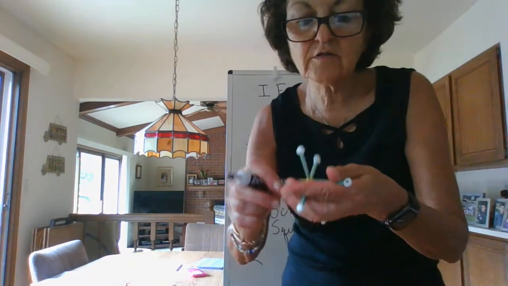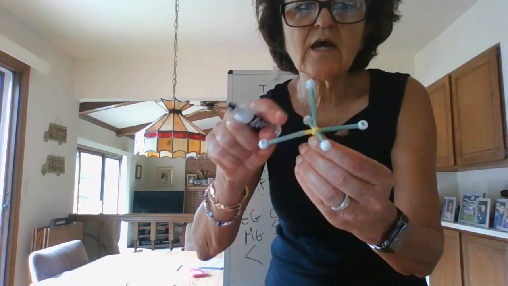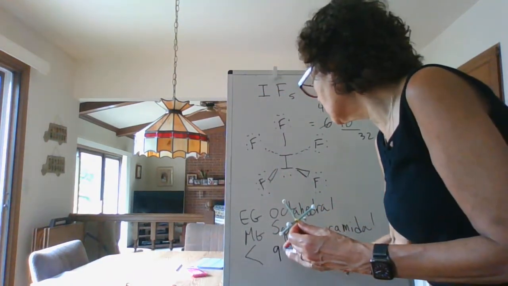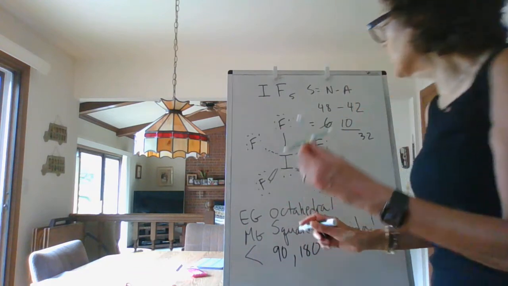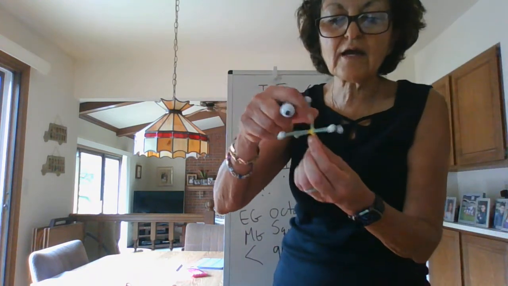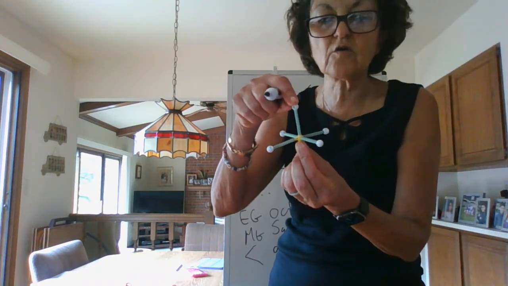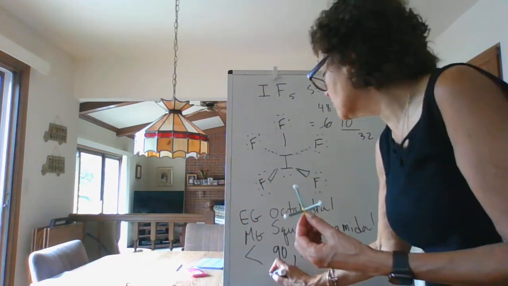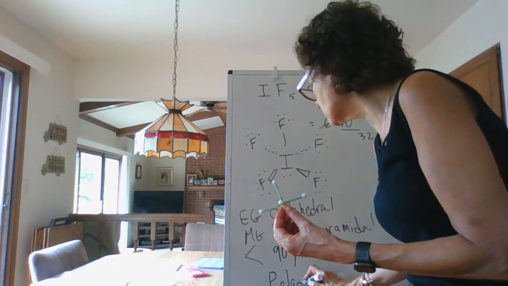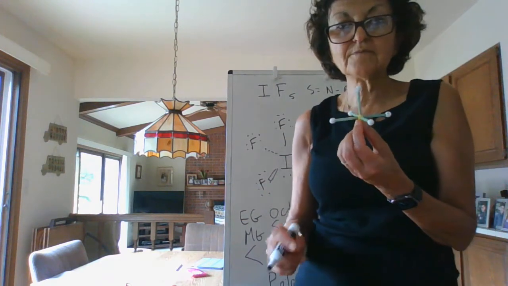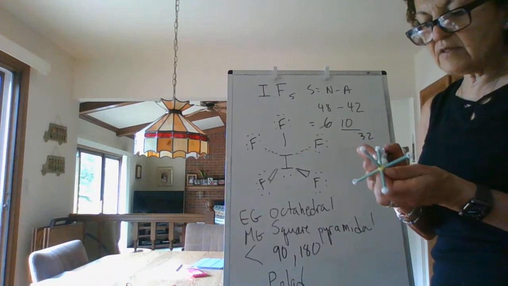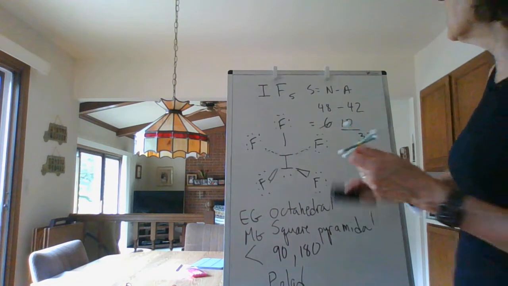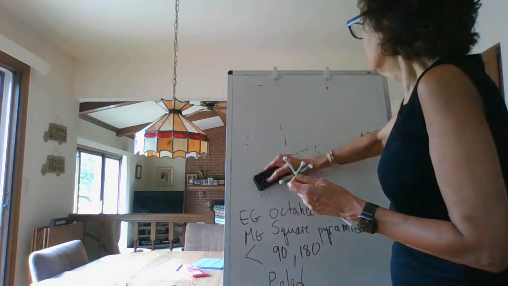Okay, what about the bond angles? What would the bond angles be? Well, I can still see the 90s, and I can still see 180. So it's 90 and 180. And because we have this lone pair here now, it doesn't cancel this over here. So now it's not perfectly symmetrical. So this one specifically is polar.